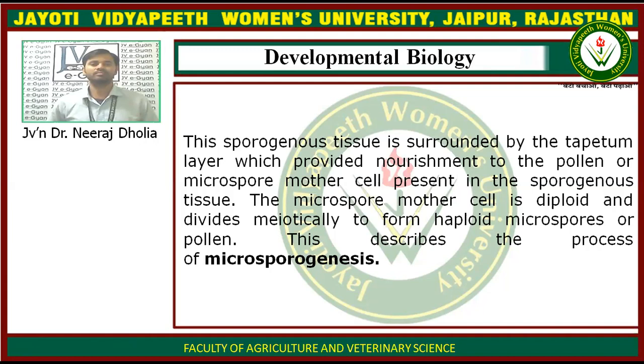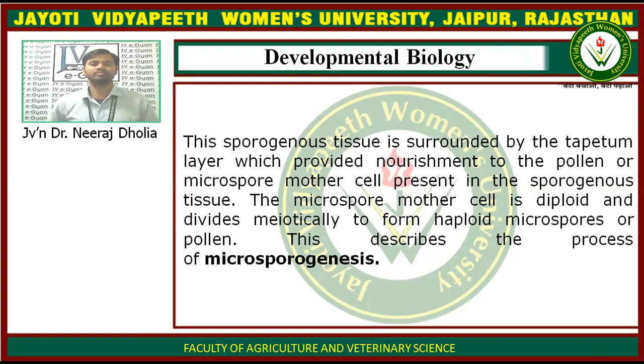The microspore mother cell is diploid, and it undergoes meiotic divisions to form the haploid microspores or pollens. The pollens or microspores are genetically haploid in nature. This describes the process of microsporogenesis.